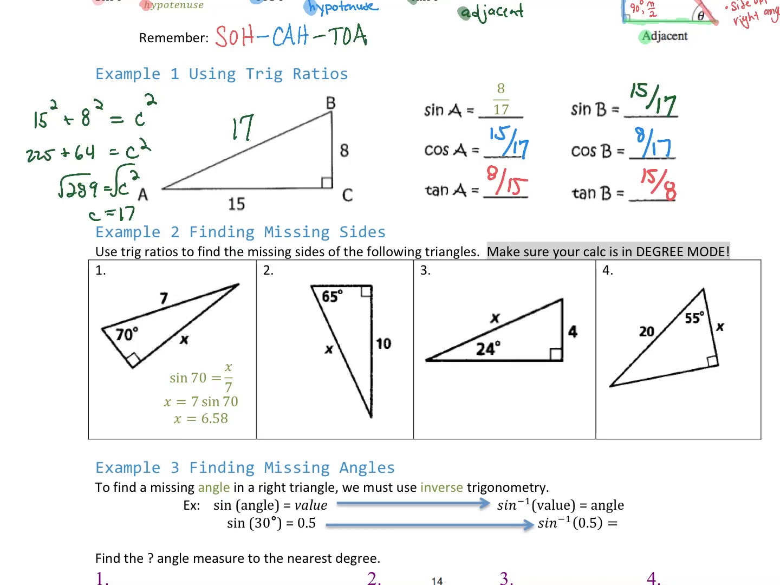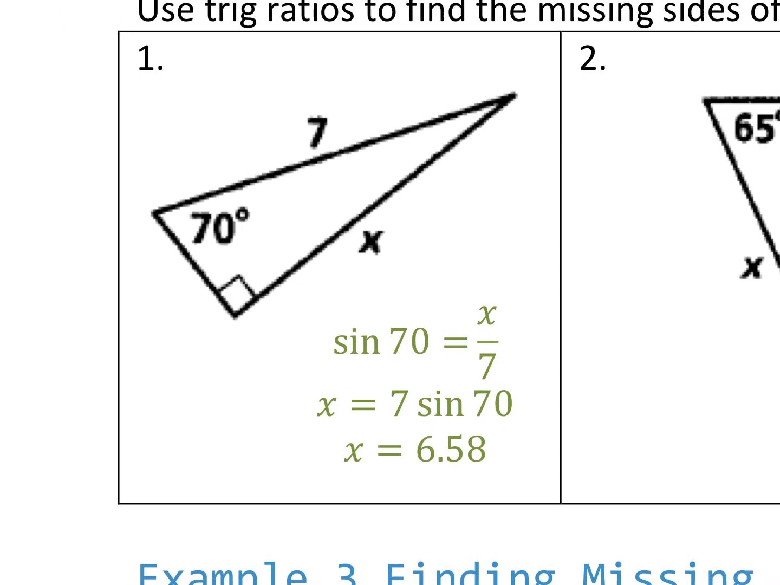Along in our study of SOHCAHTOA, the goal of this lesson is to find the length of a missing side. That is what we're going to chase down. So it's basically 3 steps. After making sure, again, your calculator is in degree mode, it cooks down to 3 steps.